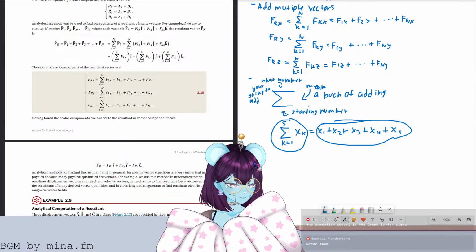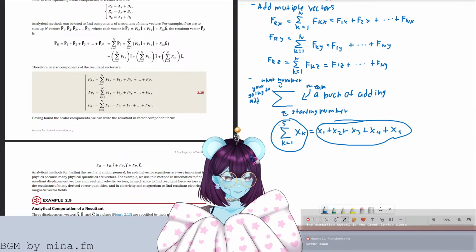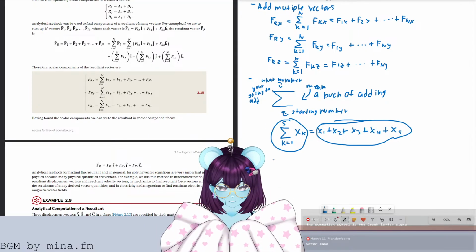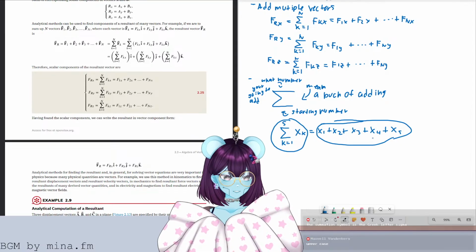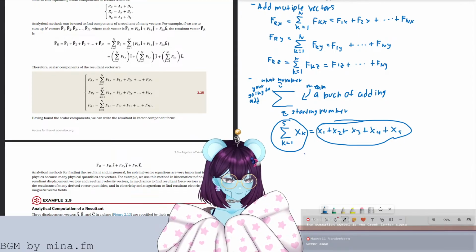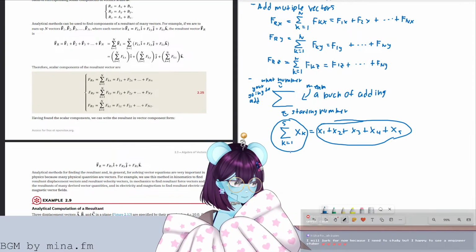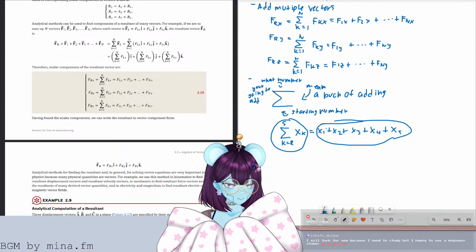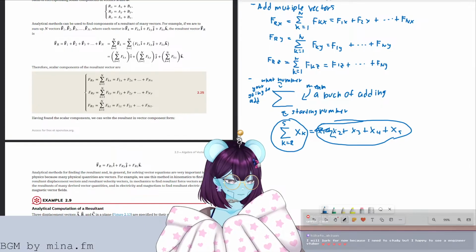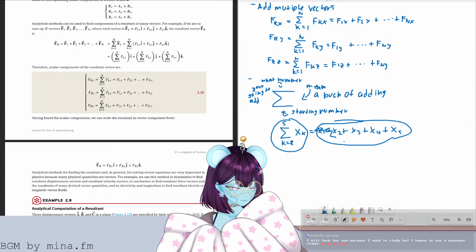Okay. Does this make sense? When you see this sigma symbol, the summation symbol, you just keep on adding until you hit the number at the top. So let's say this is 2, then you just get rid of this, and you start at x2 and go all the way to x5.